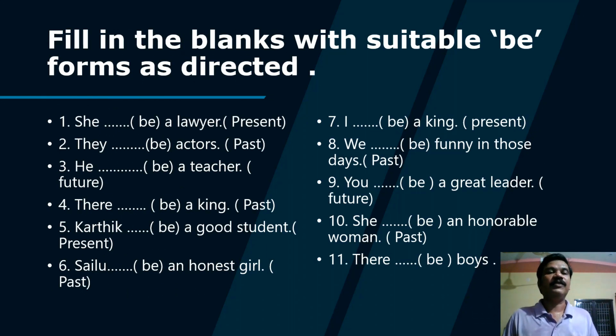Okay, dear students, now fill in the blanks with the suitable be forms as directed. We learnt already what be form we use in present tense, what be form we use in past tense, what be form we use in future. In present tense we use is, am, are. Past tense we use was, were. In future, will be. Will be for all. If you want to use subjects I, we, use shall be also, right. Negative, won't be or shan't be. Will be, shall be. So we practiced.